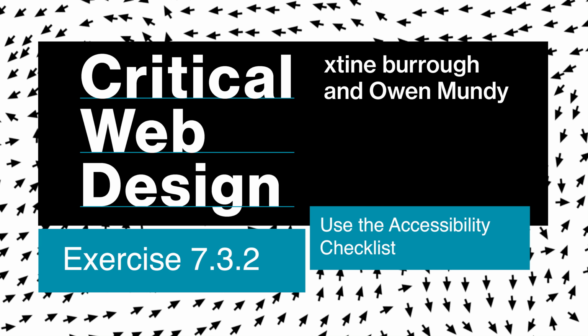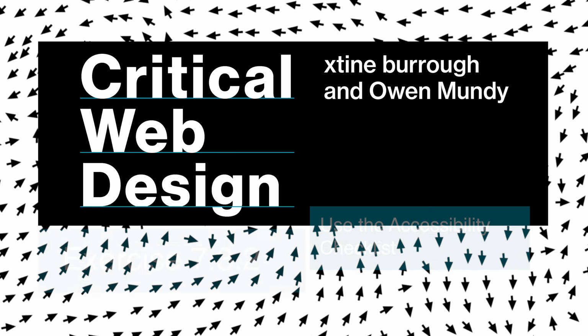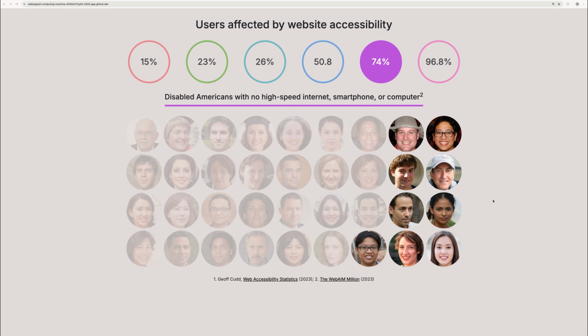In this exercise, we'll use the Ally checklist to finish out making our web page as accessible as we can. So here we have put together this website of users affected by website accessibility, and we've run through the Wave tool. We've made a lot of considerations for accessibility from the start of the chapter up through 7.3. And we start by looking at the Ally Project's checklist.